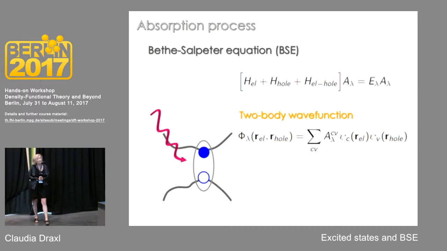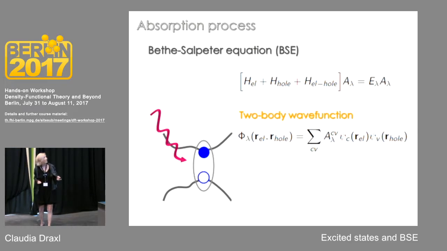So, and this brings us back to the beta equation. This is the equation we have seen already. This gives us the energies of the electron-hole pairs and also the coupling coefficients. But it also gives us access to the two-particle wave function. So this is the wave function which now depends on two particles, on the position of the electron and the position of the hole. So it's a pretty complex six-dimensional object.